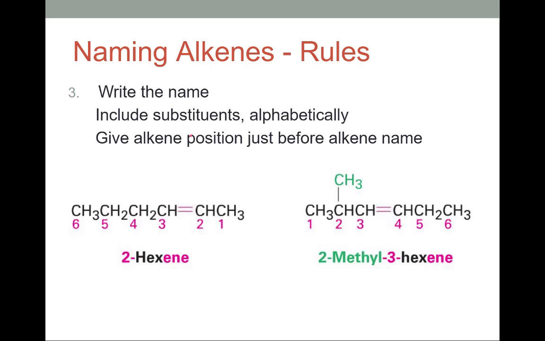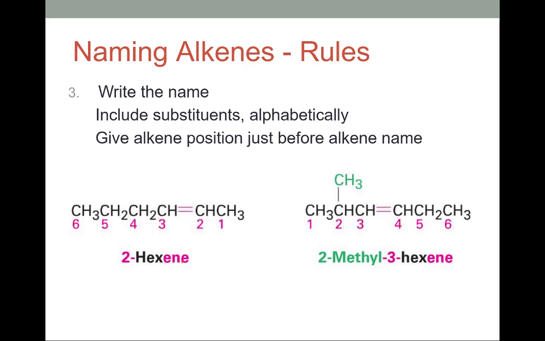And then we'll write the name, again, including substituents alphabetically like we've done before, commas between numbers like before, dashes between letters and numbers just like before. However, the ending changes to an -ene to indicate that we have a double bond. Okay, so that's an alkene.